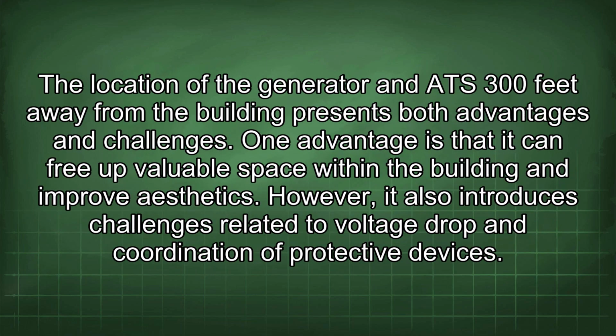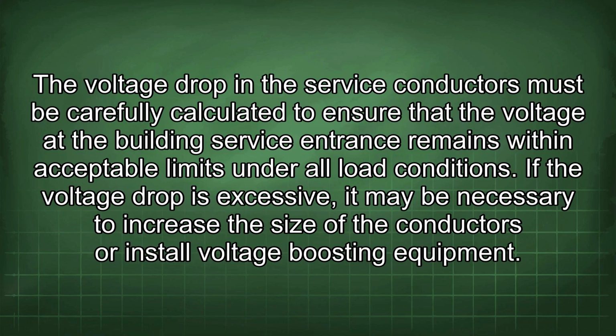The location of the generator and ATS 300 feet away from the building presents both advantages and challenges. One advantage is that it can free up valuable space within the building and improve aesthetics. However, it also introduces challenges related to voltage drop and coordination of protective devices. The voltage drop in the service conductors must be carefully calculated to ensure that the voltage at the building service entrance remains within acceptable limits under all load conditions. If the voltage drop is excessive, it may be necessary to increase the size of the conductors or install voltage boosting equipment.